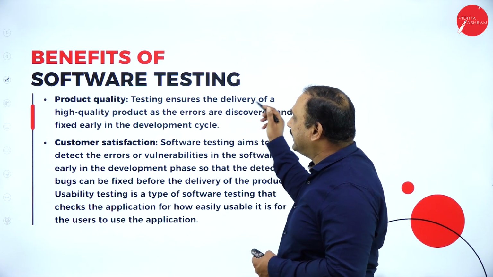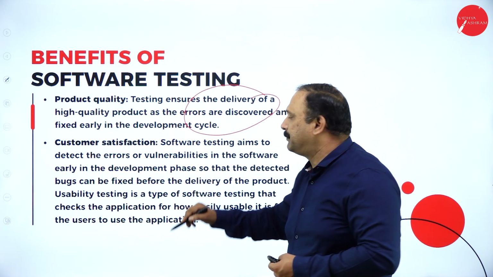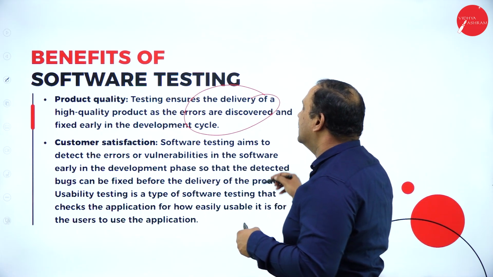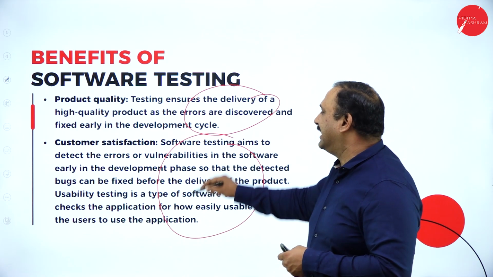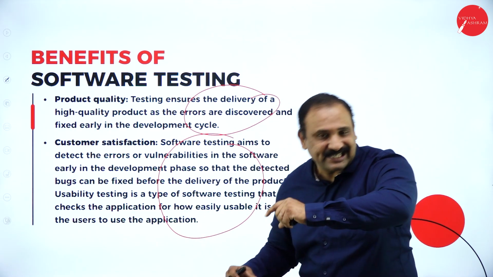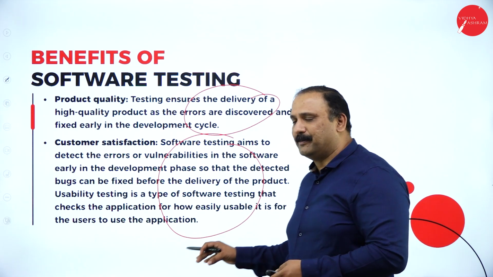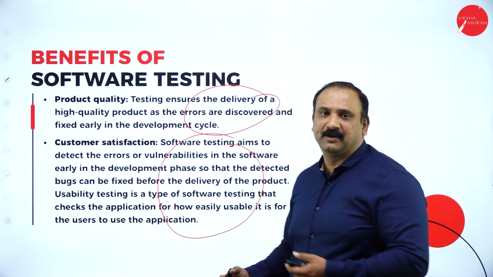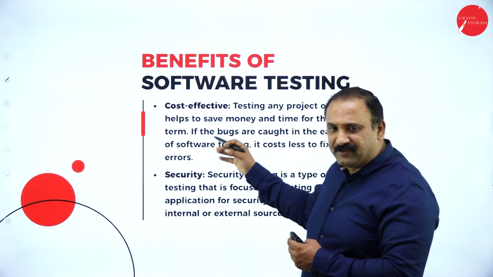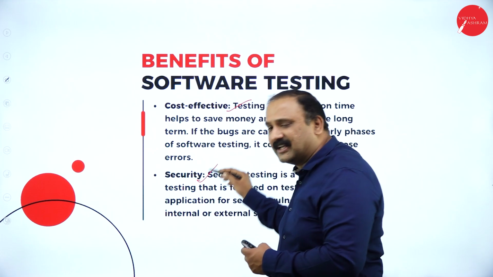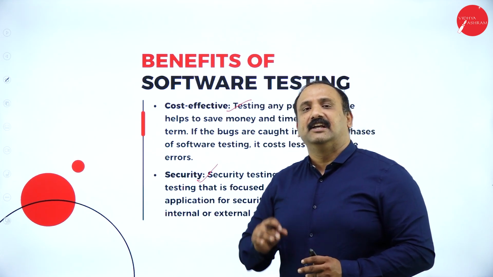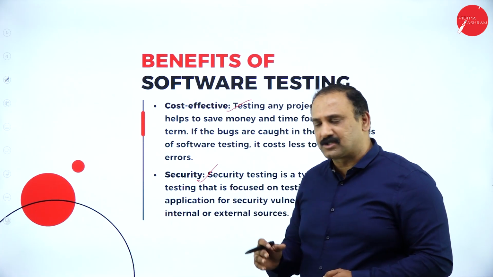Next, product quality testing ensures the delivery of a high quality product, as errors are discovered and fixed early in the development cycle. Customer satisfaction aims to detect the errors and vulnerabilities. All those factors are being checked. Usability testing is also put into position so that you are able to see how the users are working with that particular application. Now with this, we also talk about the benefits, which is cost effectiveness. The security concern in testing is also looked into, because the more you test, you can find out whether the app is secured, and whether it is cost effective.